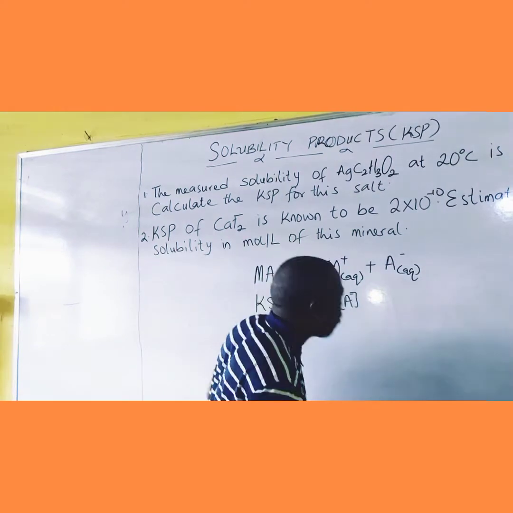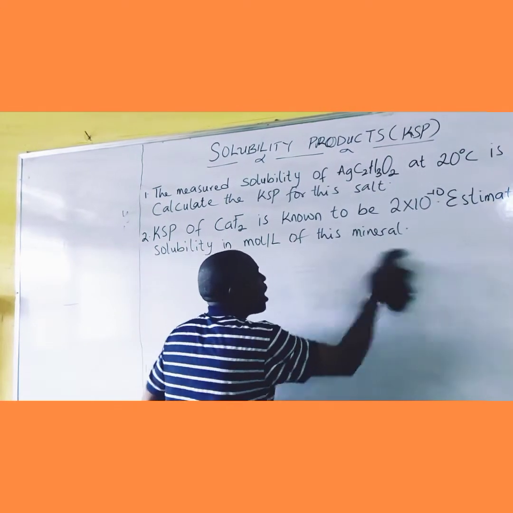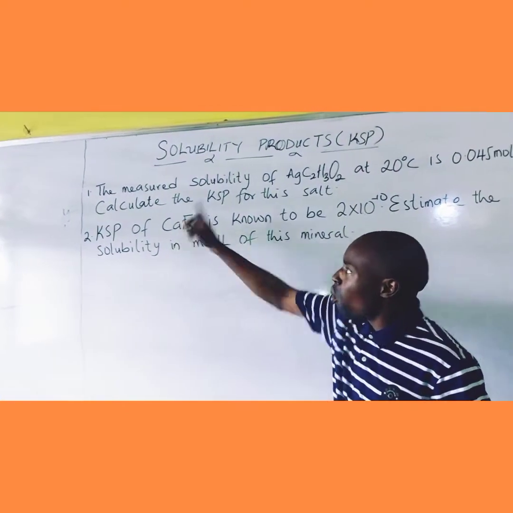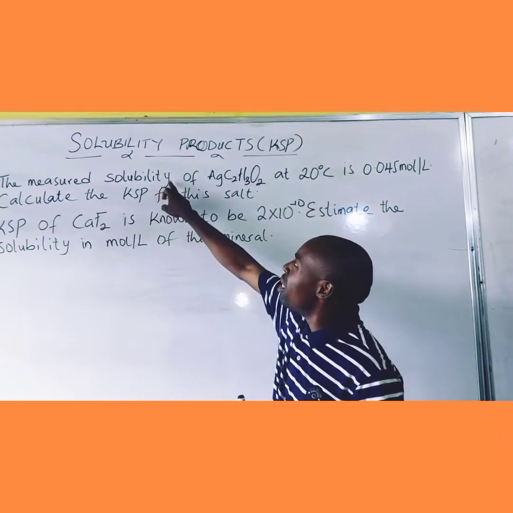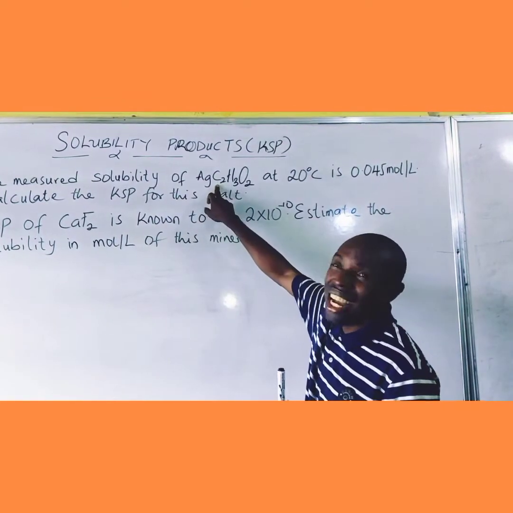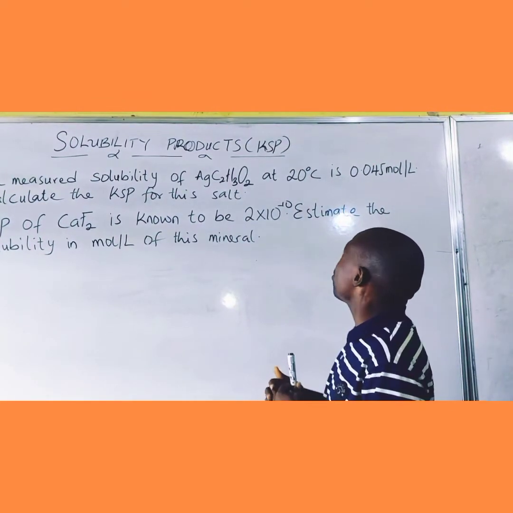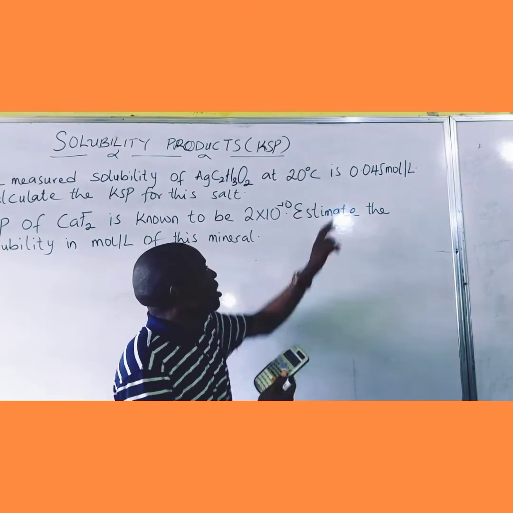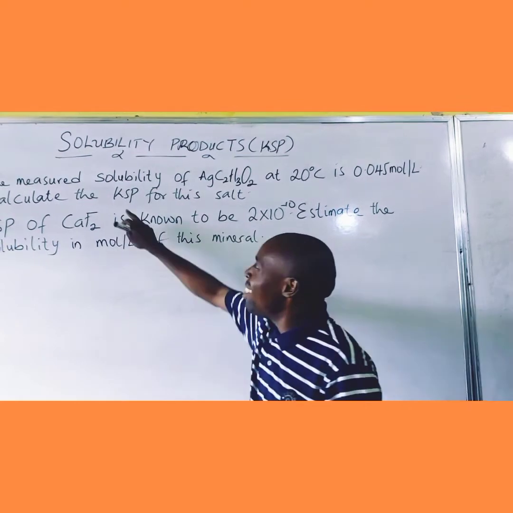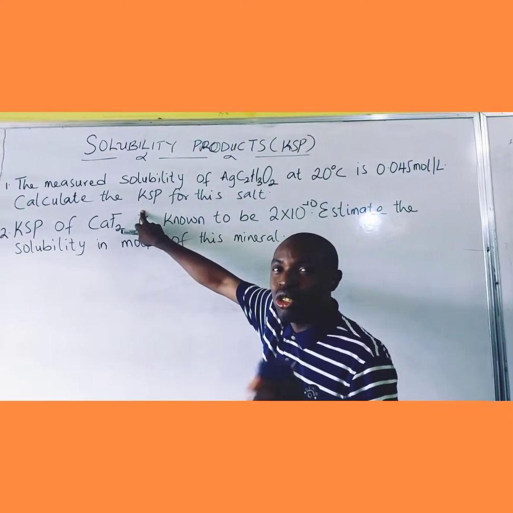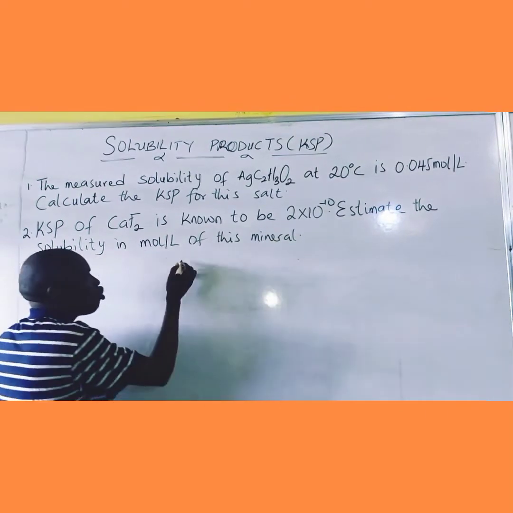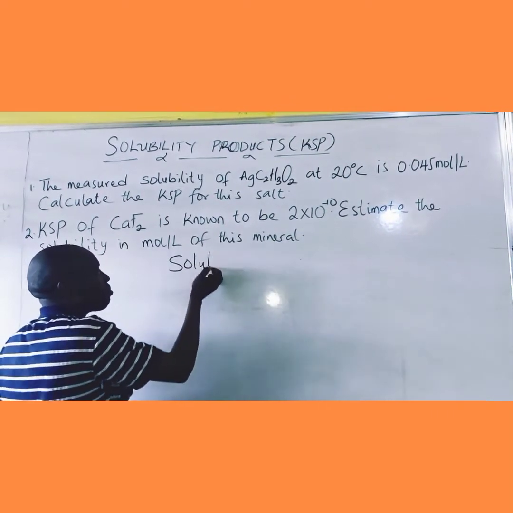Now we move to the question we have here on the board, which is question 1. The measured solubility of silver ethanoate at 20 degrees Celsius is 0.045 mole per liter. Calculate the Ksp, which is the solubility product for this salt. So we move to solution 1.